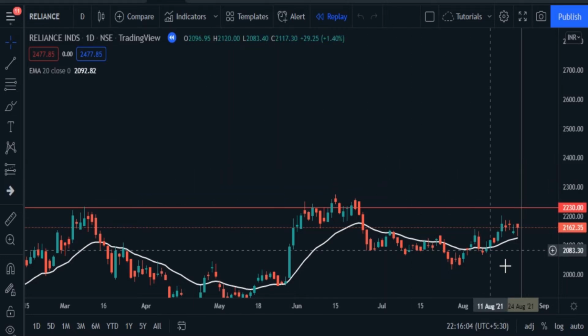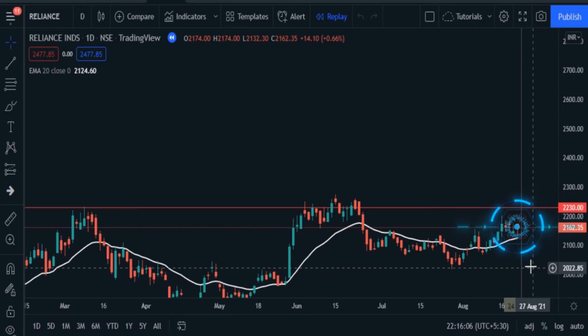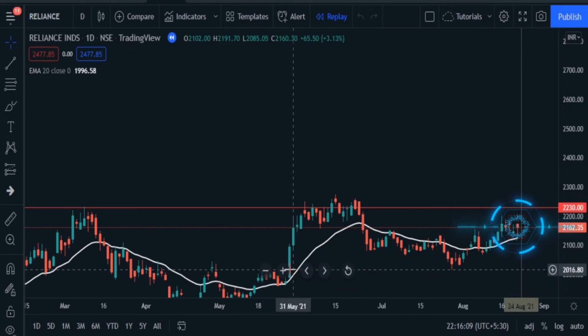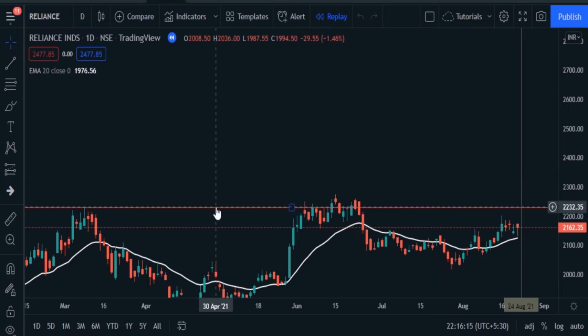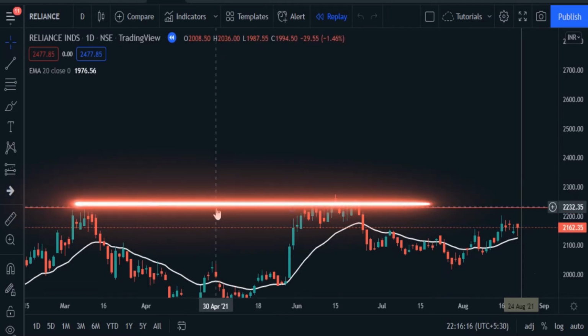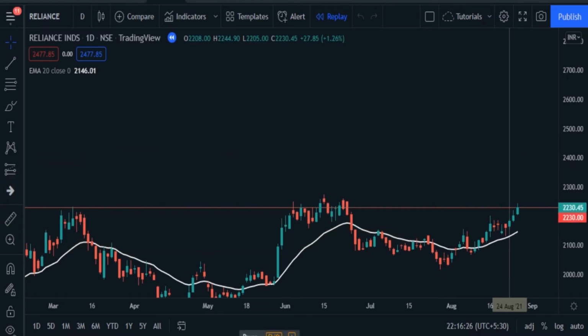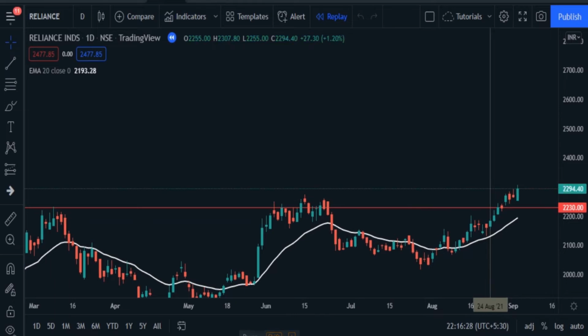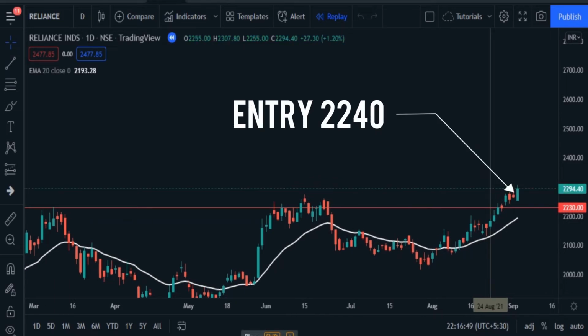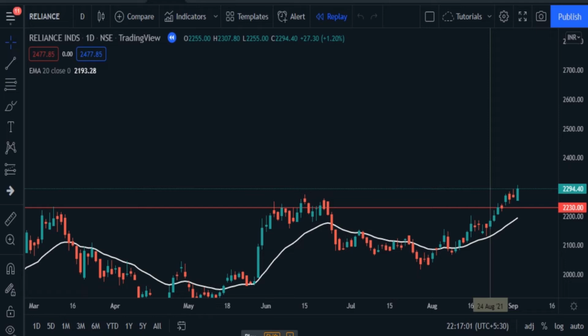Now suppose that you are on 24th of August 2021 and you are willing to take an entry in Reliance stock. You know that 2230 is a resistance level and you are eagerly waiting for that level to be broken by price action. What happens next is that level gets broken and you have entered the stock at say 2240. Now once you have entered the trade, your main motive will be to capture the maximum move that the stock can give. Now let us check how 20 EMA will be helpful in doing so.